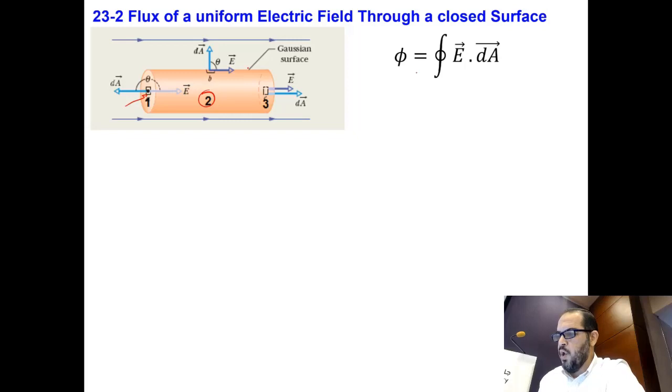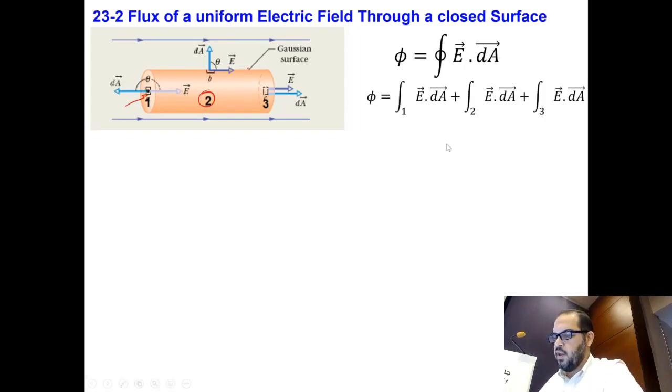So what we can do, we can write this subdivided into 3 integrals for each of these areas. So we'll do the integral for area 1 plus the integral for area 2 plus the integral for area 3. You can already see for area 2 it's going to be 0 because the electric field and the area vector are perpendicular. You see here there is an angle of 90 degrees, so this will be 0.